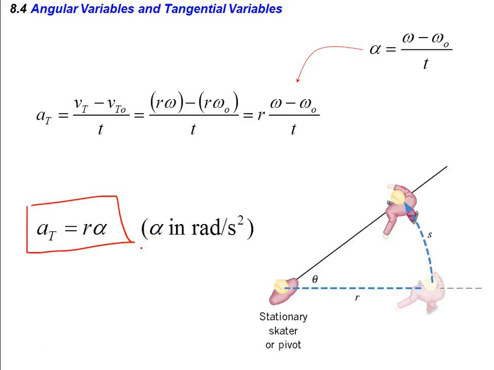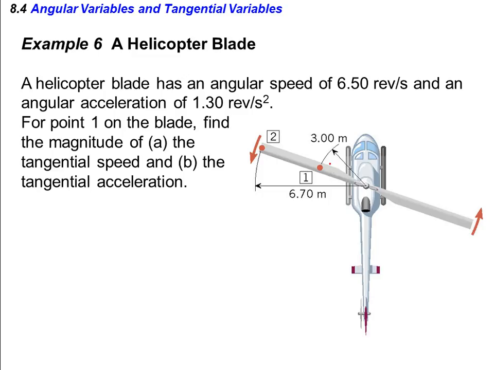And so we can use this stuff. This stuff will be very helpful. And notice we don't have it written, but we had it written before, that s, our arc length, is equal to r times theta. And so notice the common factor here. To get our linear quantity, we just take the angular quantity and multiply by the radius.